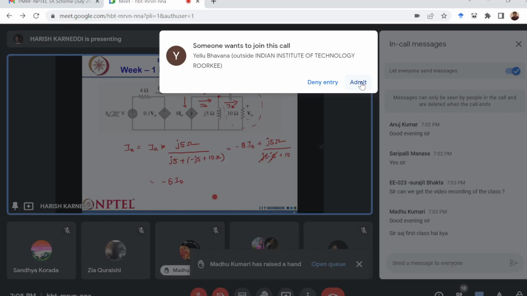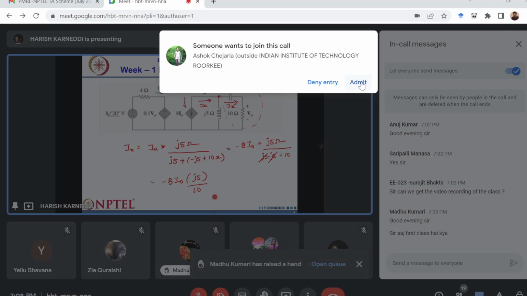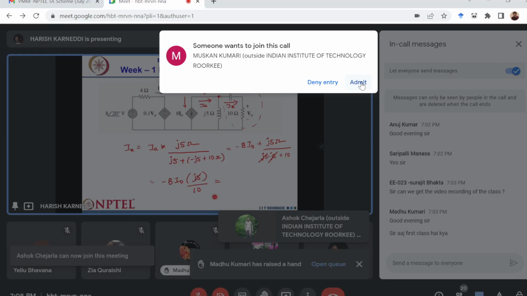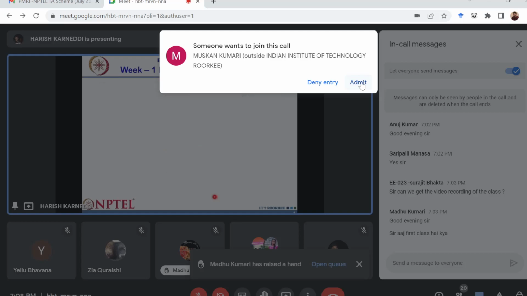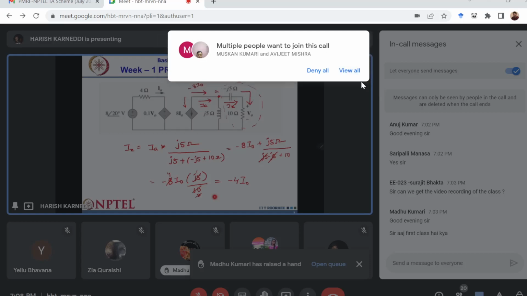and minus 8 I naught into J5 ohm by 10 ohm. What is the value of this? 5 ones are 5, 5 2s are 10, that is minus 4 I naught. Okay. The Ix equal to minus 4 I naught. The current flowing through this is minus 4 I naught.